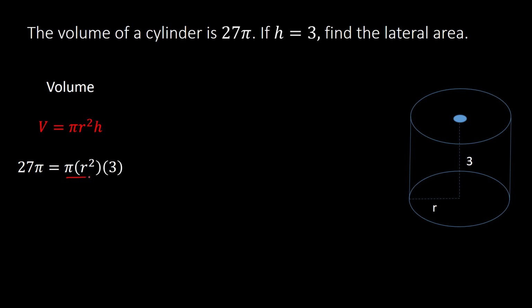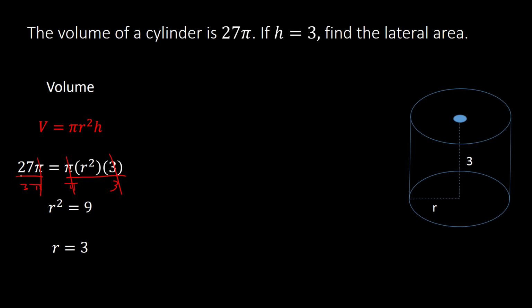To do that, I divide both sides by a 3 and a pi, which would get these to cancel. And the pi's would cancel over here. 27 over 3 leaves me with 9. So I have r squared equaling 9, and so then r would be 3.